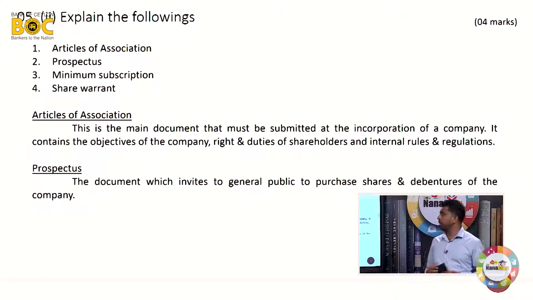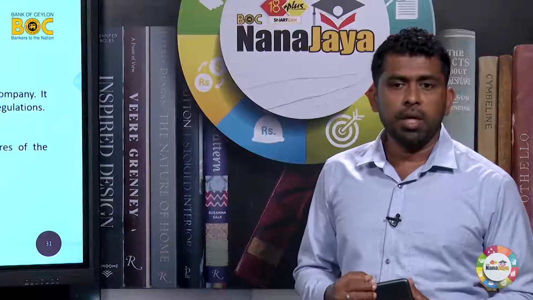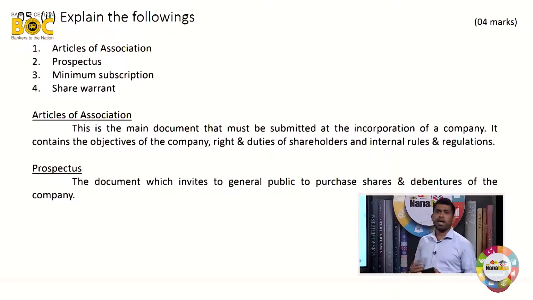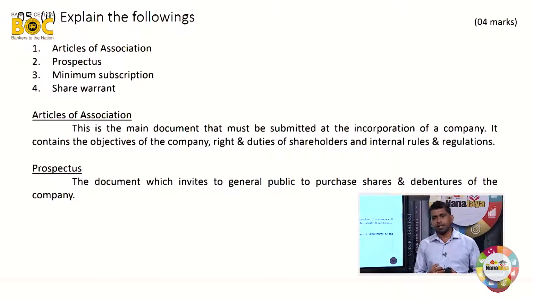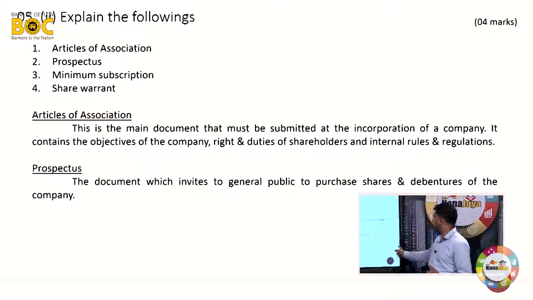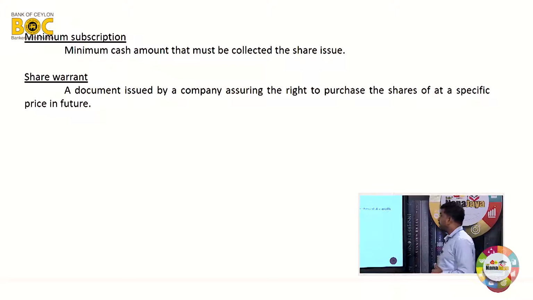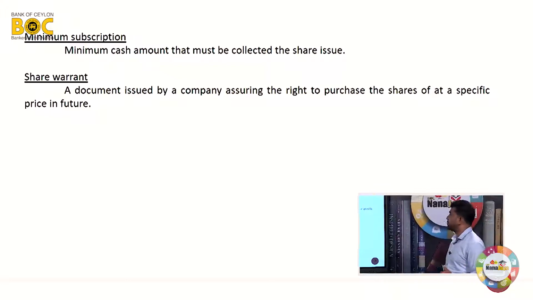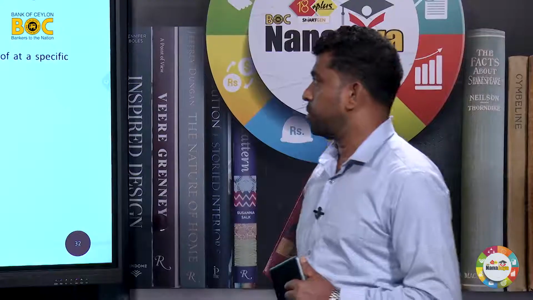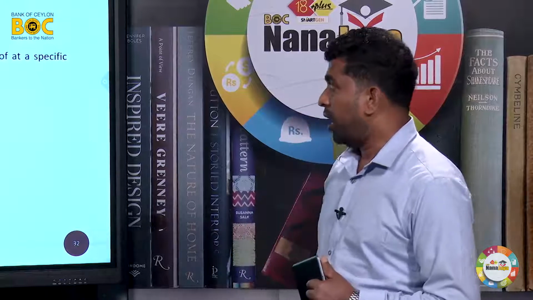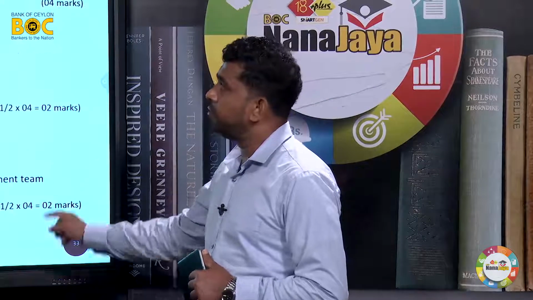The second document is prospectus. This is the document which invites the general public to purchase shares and debentures of the company. Minimum subscription, that means minimum cash amount that should be collected at a share issue. Share warrant. This is a document issued by a company assuring the right to purchase the shares at a specific price in future. So this is related with future prices of the shares at the share issue. Right, let's move on to the next question.